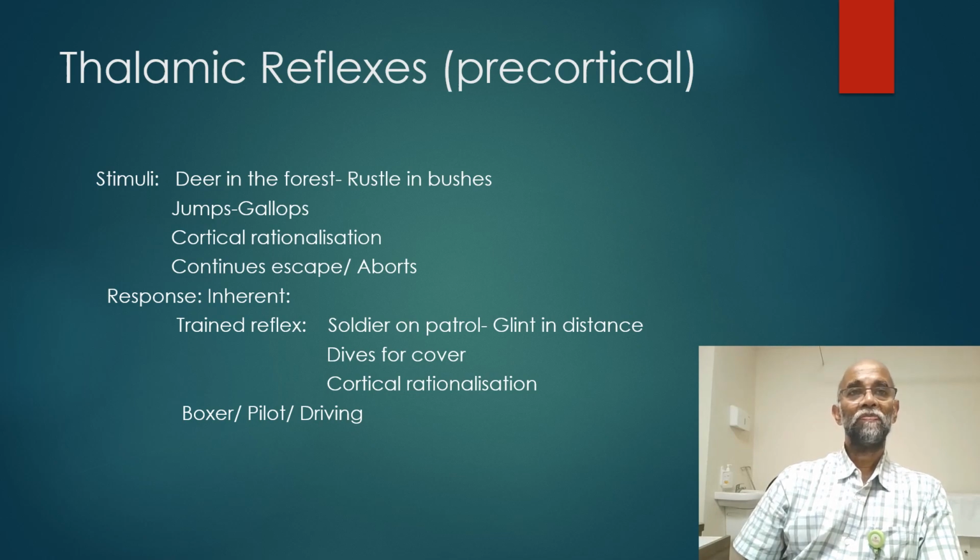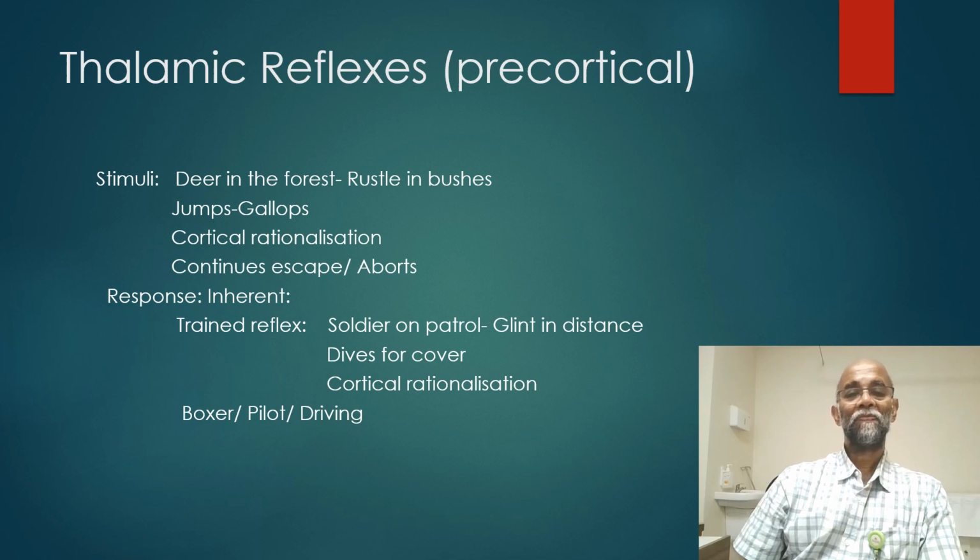A soldier who is well trained sees a glint in the distance, which could be reflection from the barrel of a rifle, and dives for cover. Meanwhile, cortical evaluation tells him that it was innocuous. There was no real threat. Or cortical evaluation tells him, yes, there is a sniper behind the sand dune, and he fires.